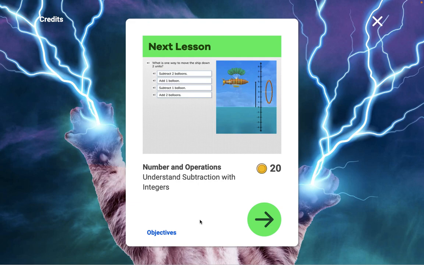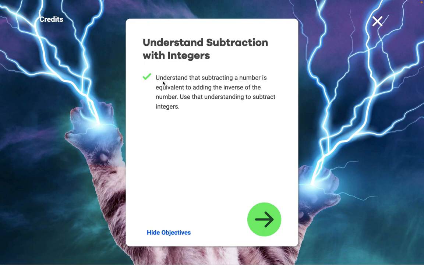iReady, Level G, or Grade 7. Today we're going to be doing number and operations, understanding subtraction with integers. So our objectives are to understand that subtracting a number is equivalent to adding the inverse of the number, and to use that understanding to subtract integers.